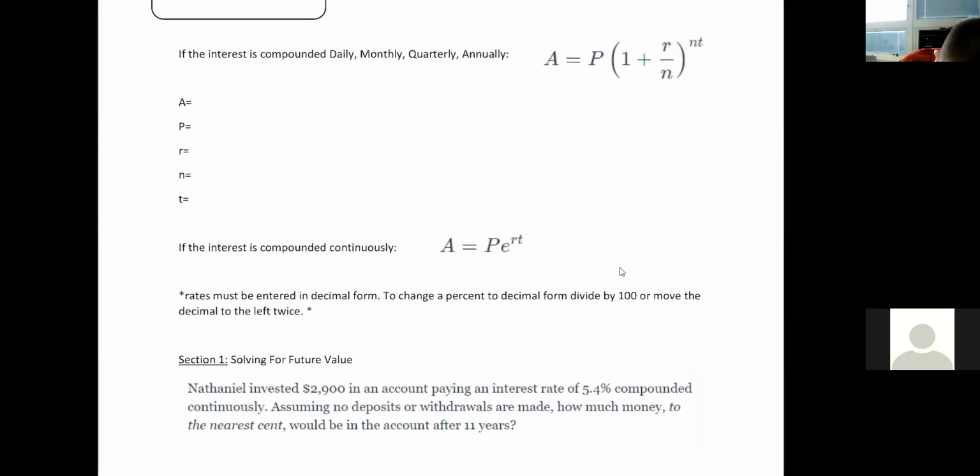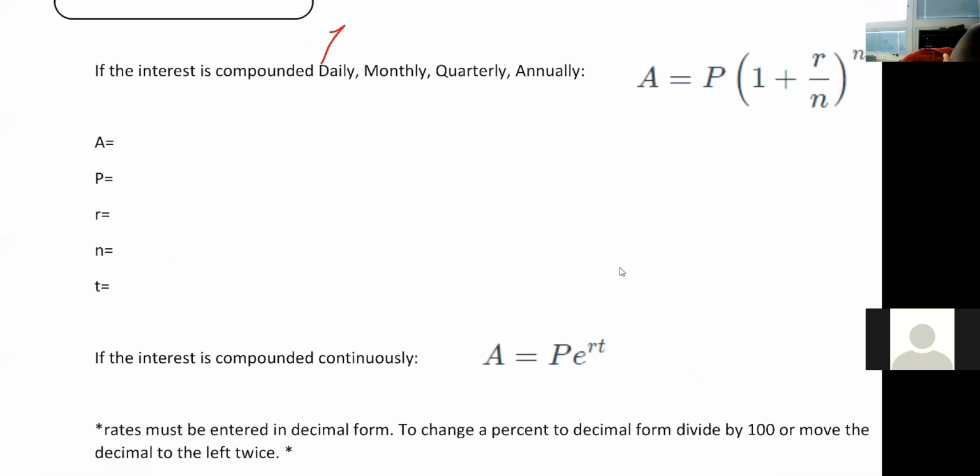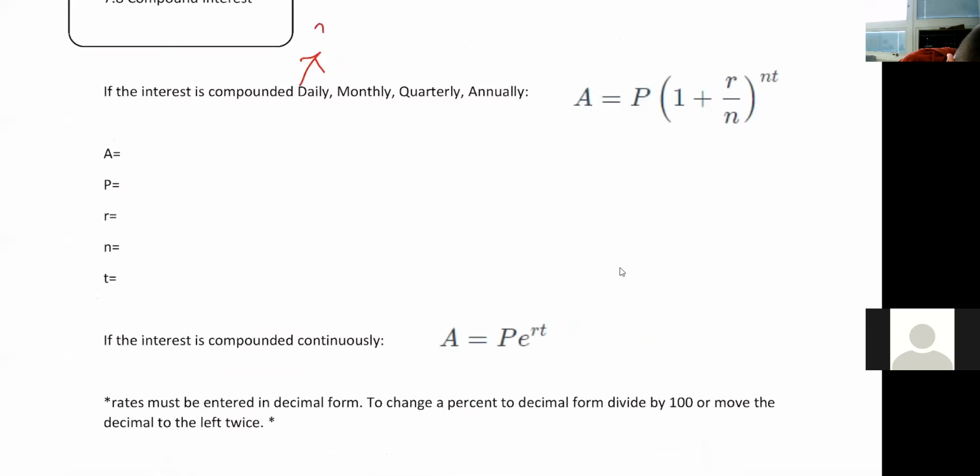So a couple of notes here. First off, daily means it happens 365 times a year. I know a leap year is technically 366, but we'll just use the standard 365. Monthly would be 12 times a year. Quarterly would be 4 times a year. Annually means once a year. There are some other ones you could see, like semi-annually, which means twice a year. These are the ones you should see in Delta Math, but just keep in mind there might be some other words that mean different amounts each year.